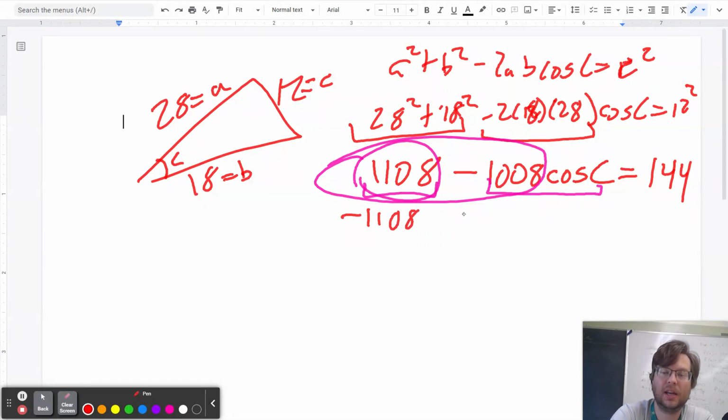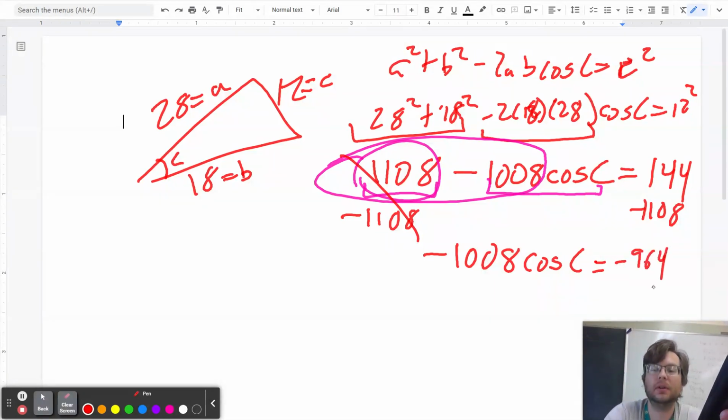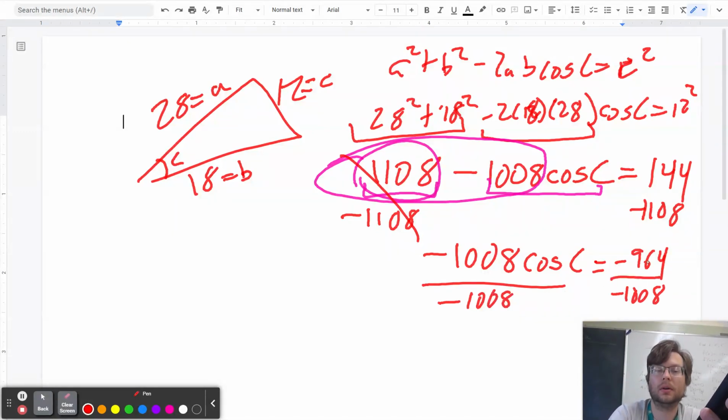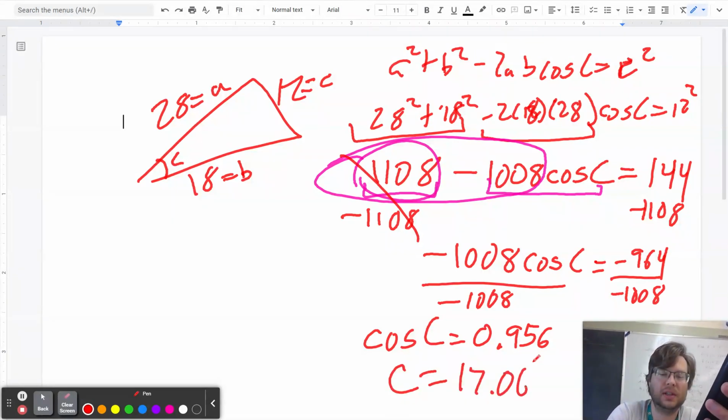So I subtract 1108 from both sides of the equation. That gets rid of that. So I have negative 1008 cosine C equals 144 minus 1108 equals negative 964. Then I divide just like I was solving for x. So I divide by negative 1008. So cosine of C equals 0.956. And then we do inverse cosine. So you get the second button, the cosine button, 0.956. So you get C is 17.06 degrees.